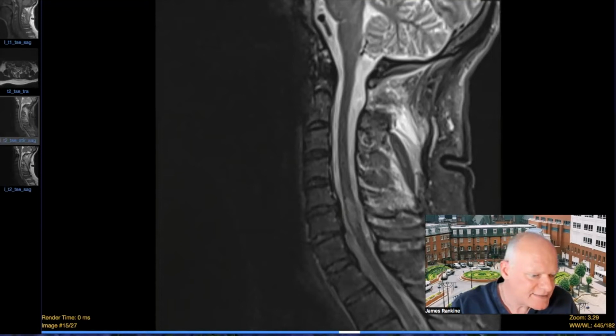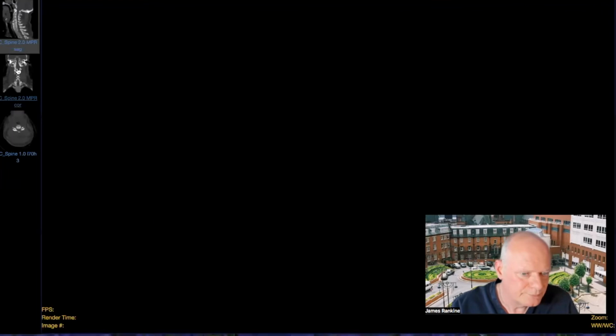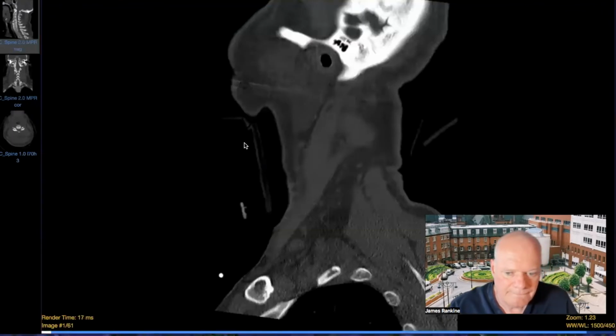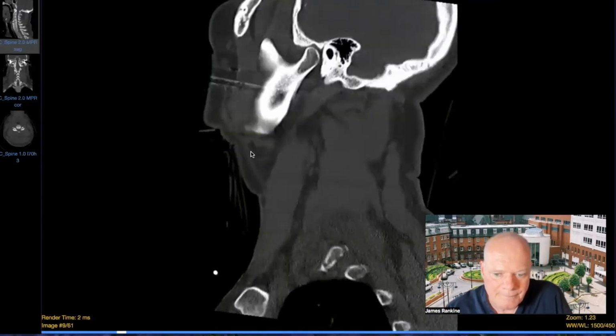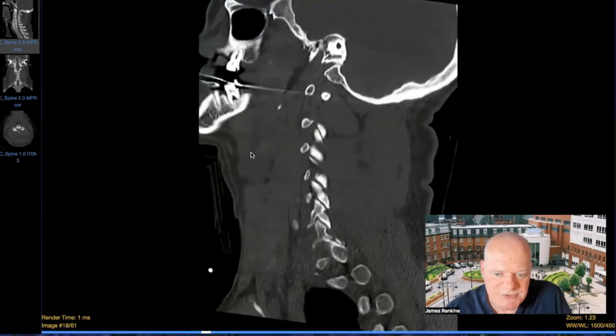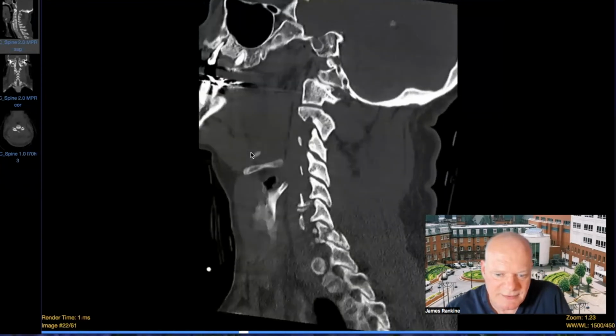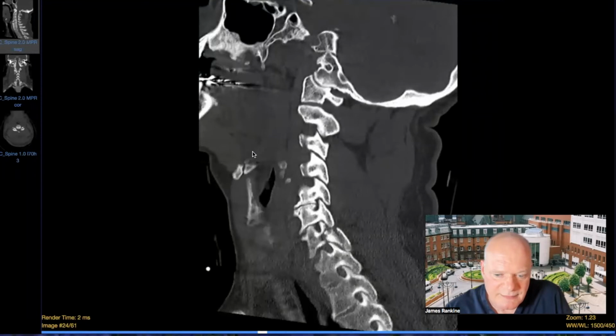Okay, let's look at the second case. Again, just decide what you think the injury pattern is here. And again, I'm going to draw your eye to this area down here. In fact, I'll make it larger.